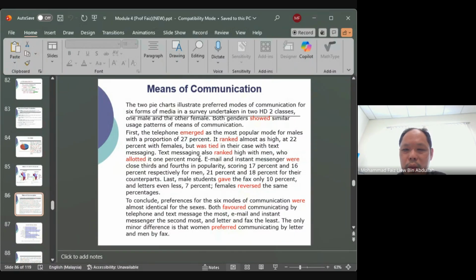Then you can say email and instant messaging become the third and fourth in popularity, scoring 17 to 16%, and then dropping, and you can see the female students gave fax only 10%. After explaining the two pie charts for the female and the male, it's always good to have some kind of concluding statement at the bottom here. To conclude, preferences of the six modes of communication were almost identical across the sexes, both favoring communication by email and instant messaging.